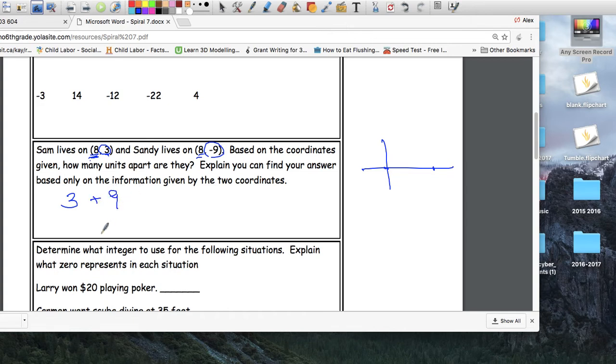I want the distance. So based on that, how far are they apart from each other? Well, one's 3 floors up, the other one's 9 floors down. 3 plus 9. They are 12 units apart from each other. So here would be Sam, and here would be Sandy, a little lower. They're both on x equals 8, but one is 3 above, and the other one is 9 below.